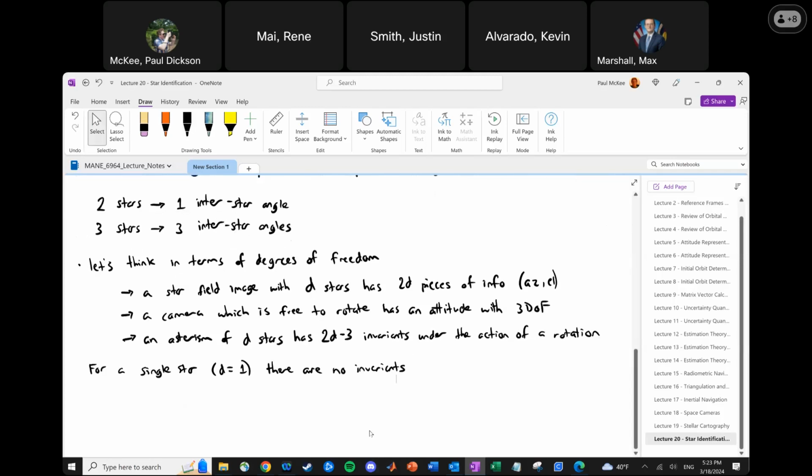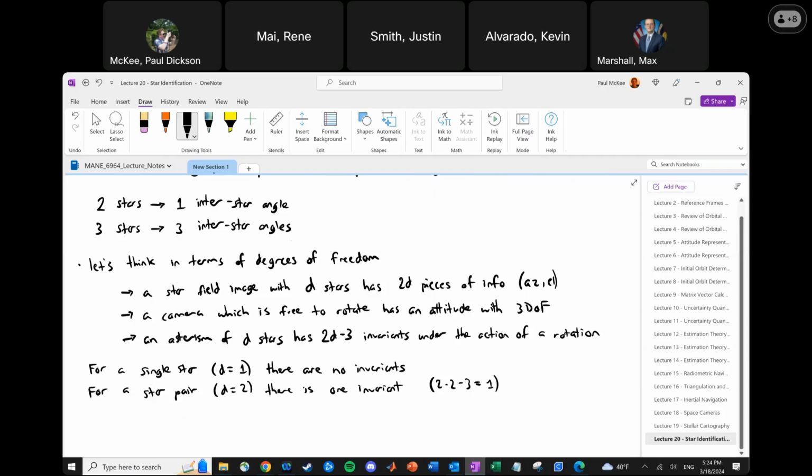Okay. For a star pair, D equals 2. Some of you are already doing the math on your fingers. 2 times 2 is 4 minus 3 is 1. That's quick math. There is, proper English, 1 invariant. Right? And that's 2 times 2 minus 3 equals 1. Right, that's our idea there.